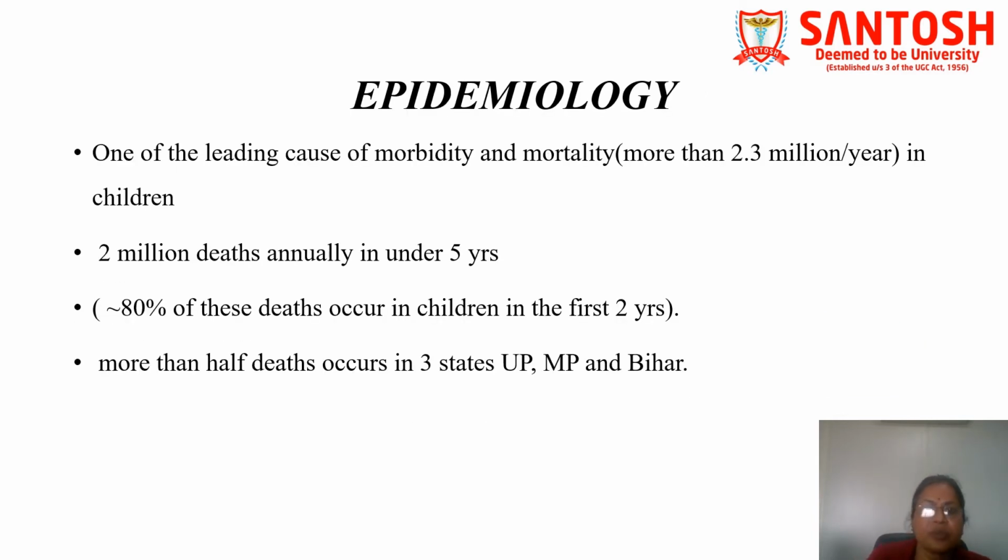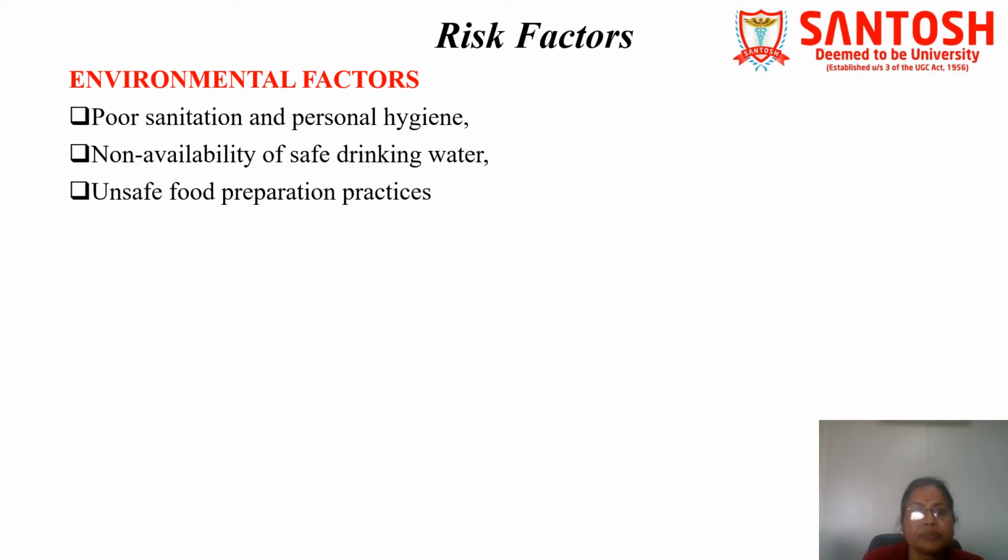Okay. Now we go to the another slide. One very bad thing about UP is UP, MP and Bihar. They contribute to nearly 50% of deaths of all the children under the age of 5 years. And our medical college being in UP, it is very important that all the graduates who go out and serve the community after 5 years should be able to deal with this condition.